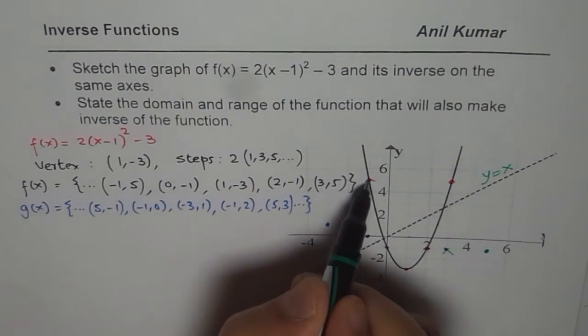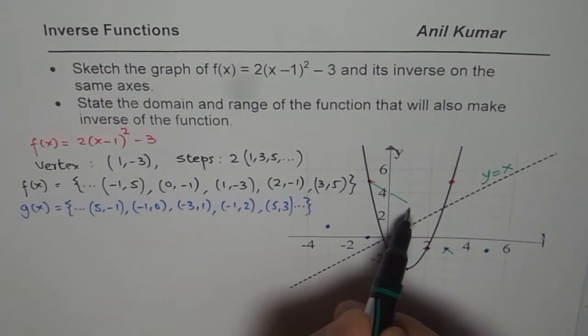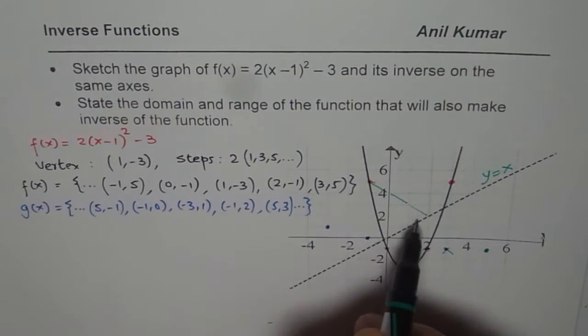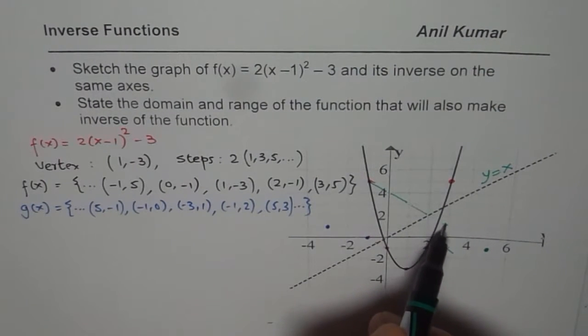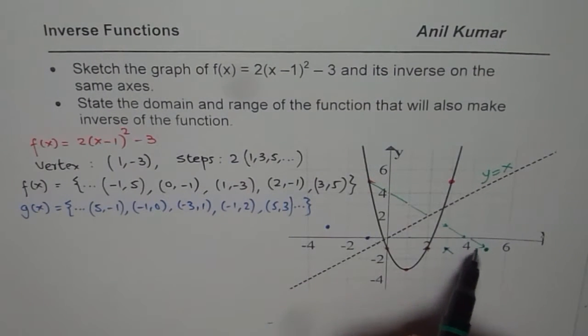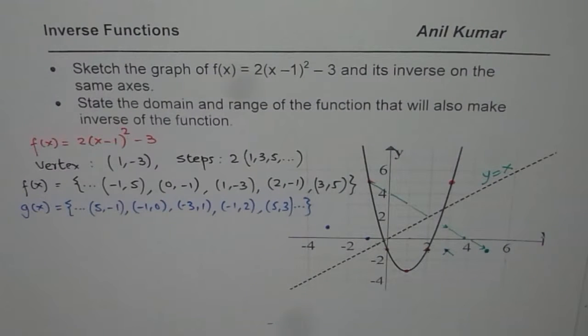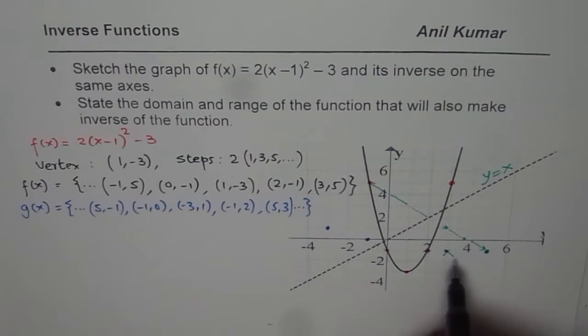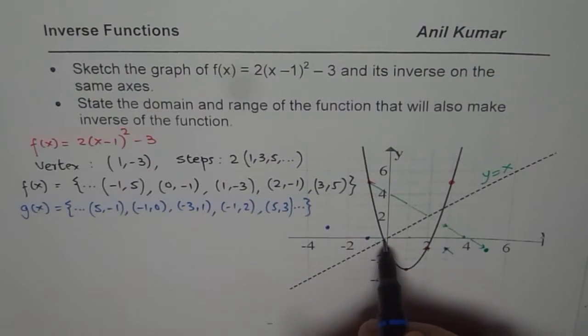So if you see 1 diagonal, 2 diagonal, 3 diagonal, you are on the line. Then you have to go 1 diagonal, 2 diagonal, 3 diagonal. There is the point, right? So I wrote it correctly, 5, minus 1, but you know, we plotted it incorrectly. Anyway, one more important thing is, these are called invariant points. So wherever the graph crosses y equals x, those points are invariant.